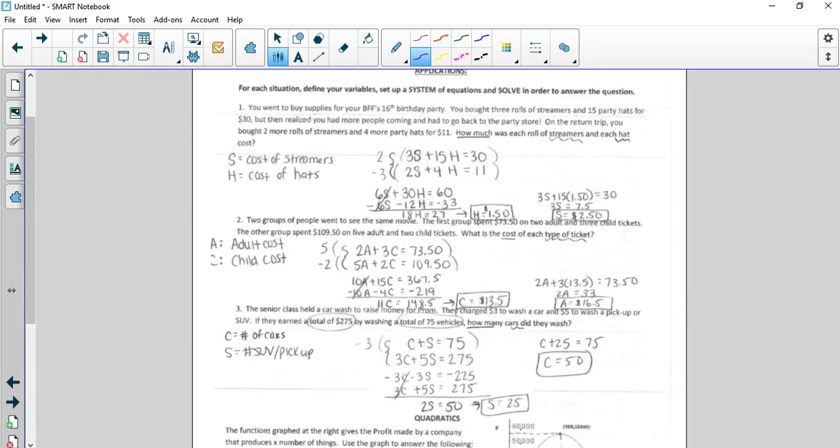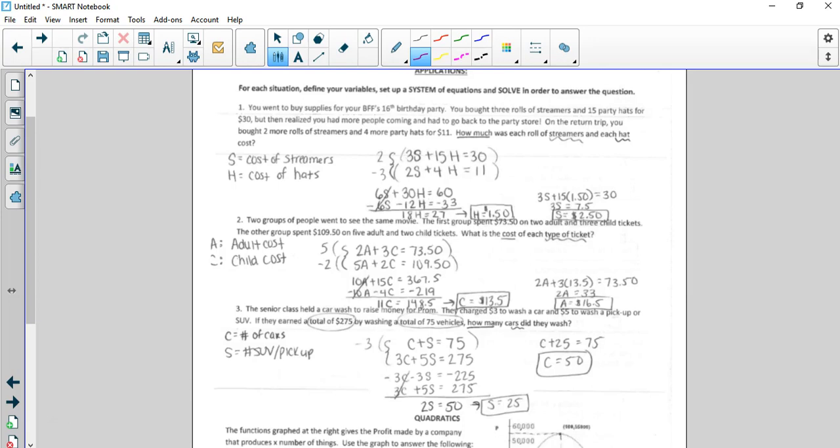Okay, so you're comparing two different situations. You literally just read and translate. So the first time you bought 3 rolls of streamers, 3S, 15 party hats, 15H, $30 equals 30. The second trip, 2 streamers, 2S, 4 hats, 4H, for $11 equals 11.